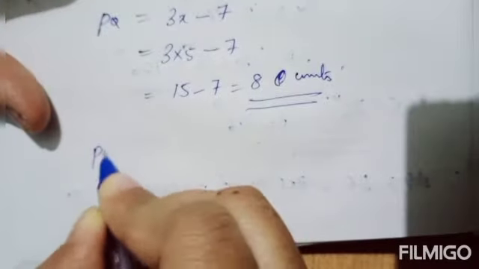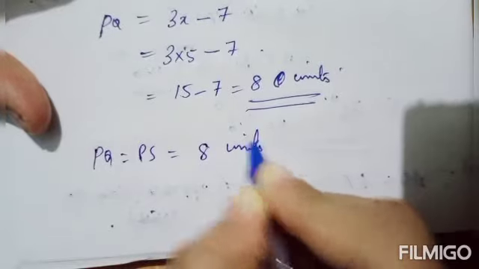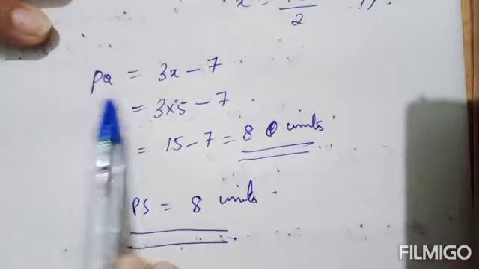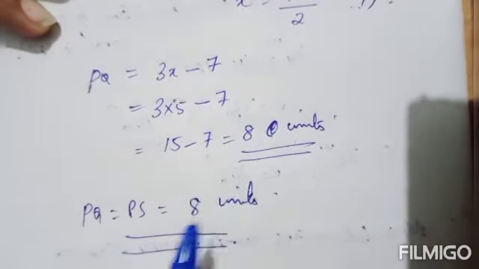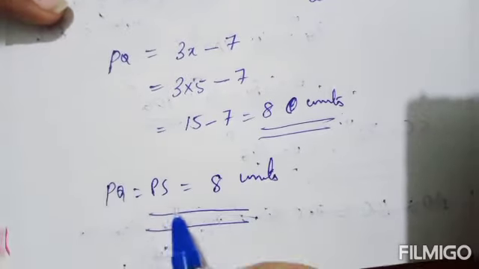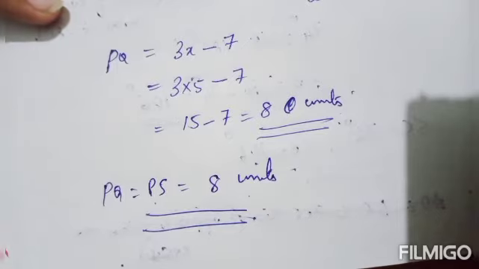Here you have to find PS. So PQ equal to PS equal to 8 units we can write. All sides of a square are equal. If you got PQ, one side, as 8 units, then all the remaining 3 sides will also be 8 units. Here we have to find PS, so PS equal to 8 units we can write.